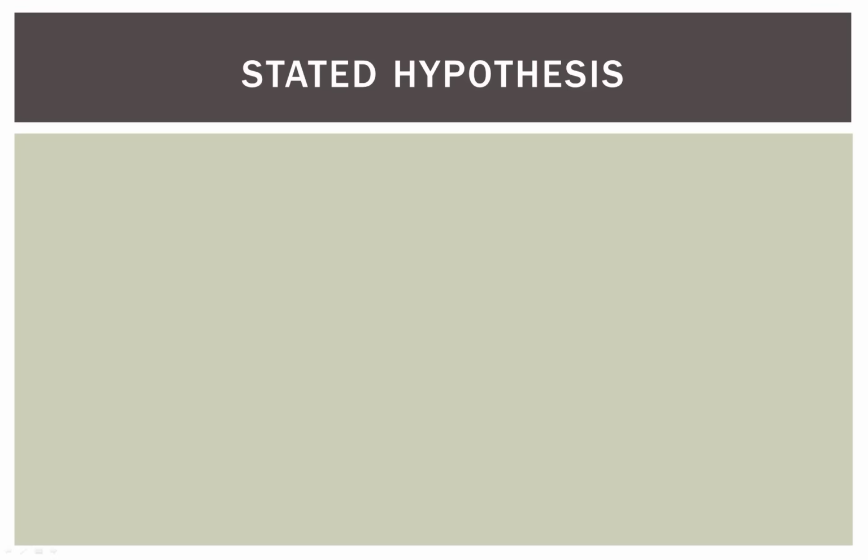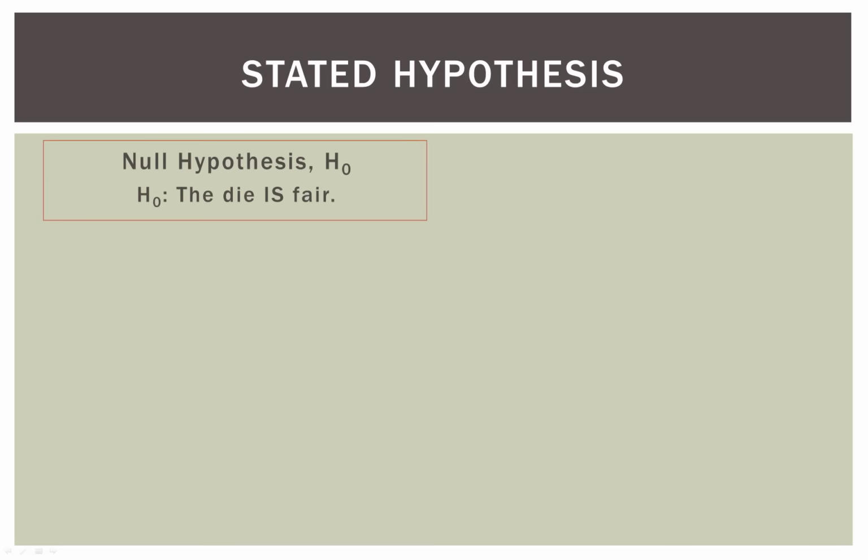So how are we going to state this hypothesis? And again, this is one of the more complicated slides, so just hang with me. First, we have what's called the null hypothesis, and that's represented by H sub 0. If you've been in stats class, you've probably seen something like this. Now, our null hypothesis is that the die is fair.